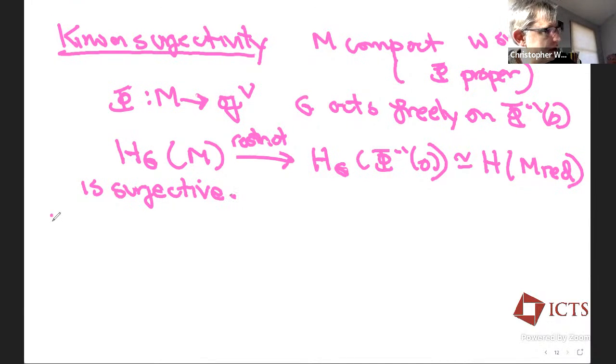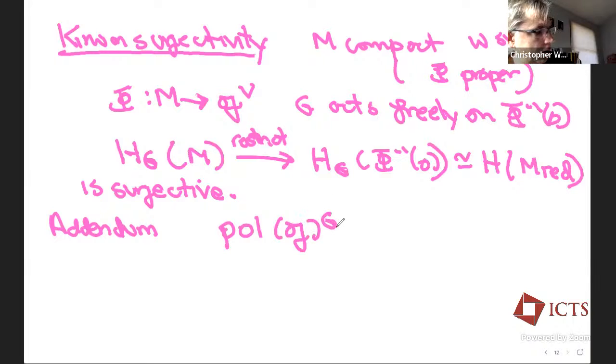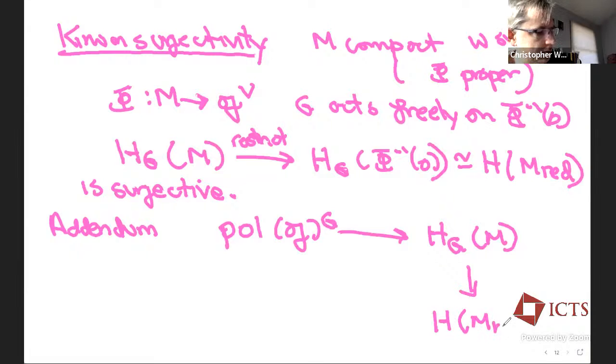And there's a little addendum to this, which is, remember that I had polynomials on G mapping to equivariant cohomology. And the Kirwan map is the map on the right. Well, I also have a map from polynomials to H of M red.